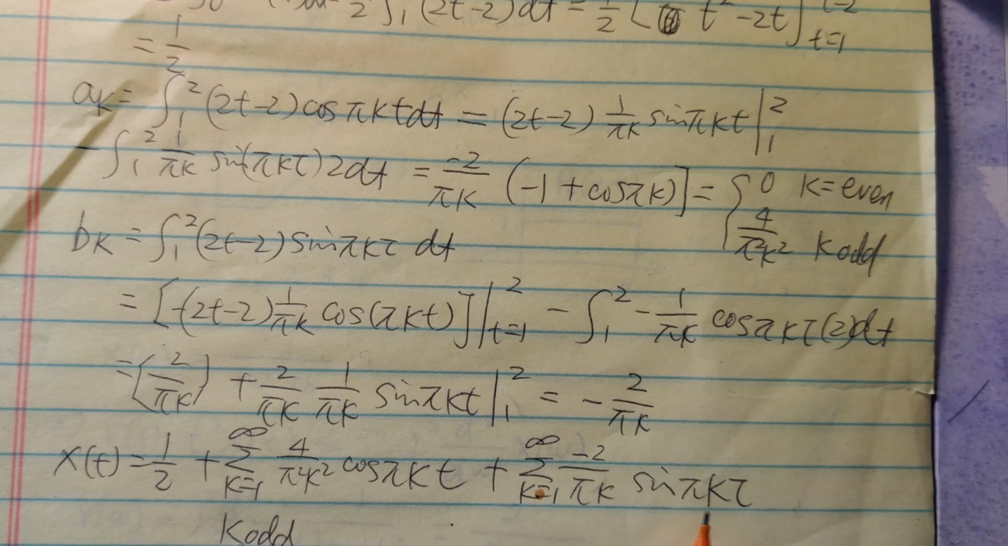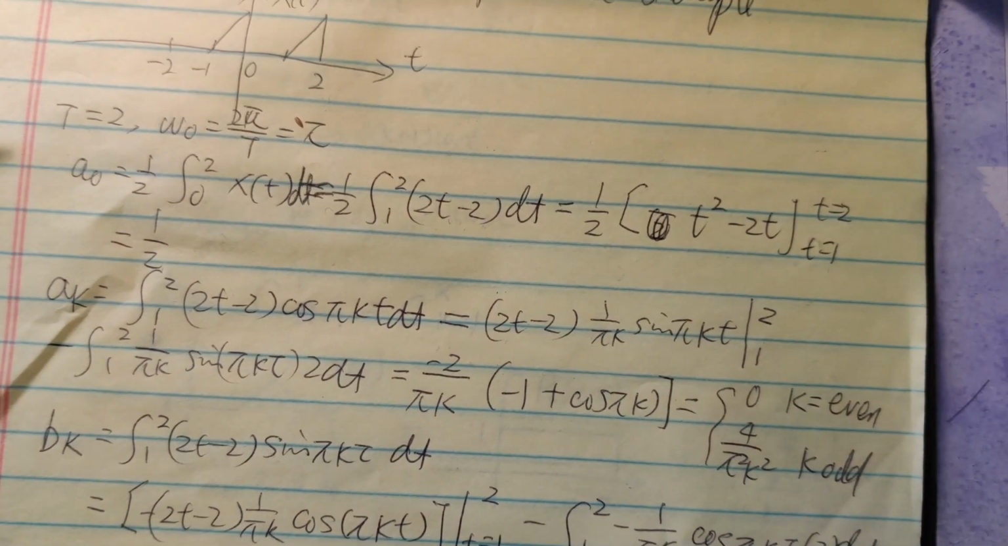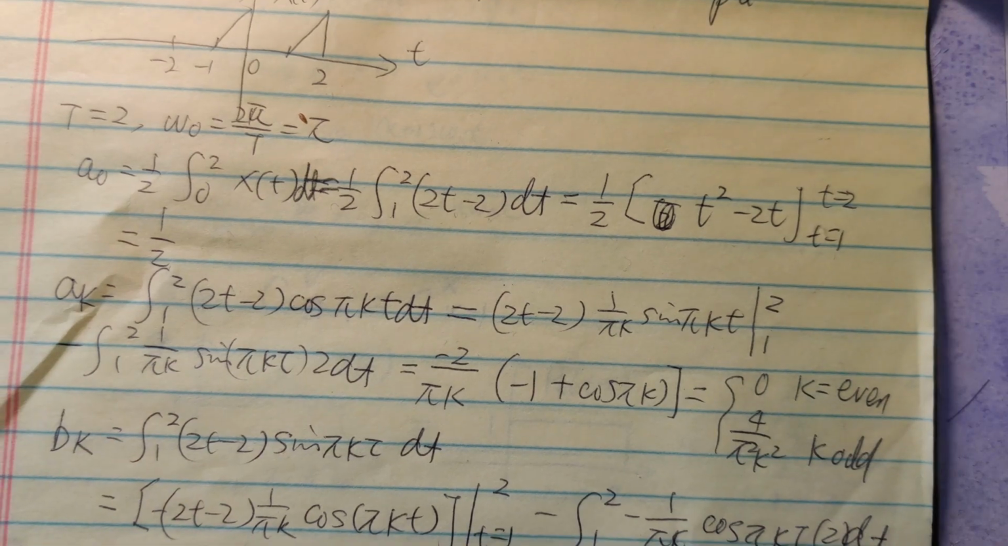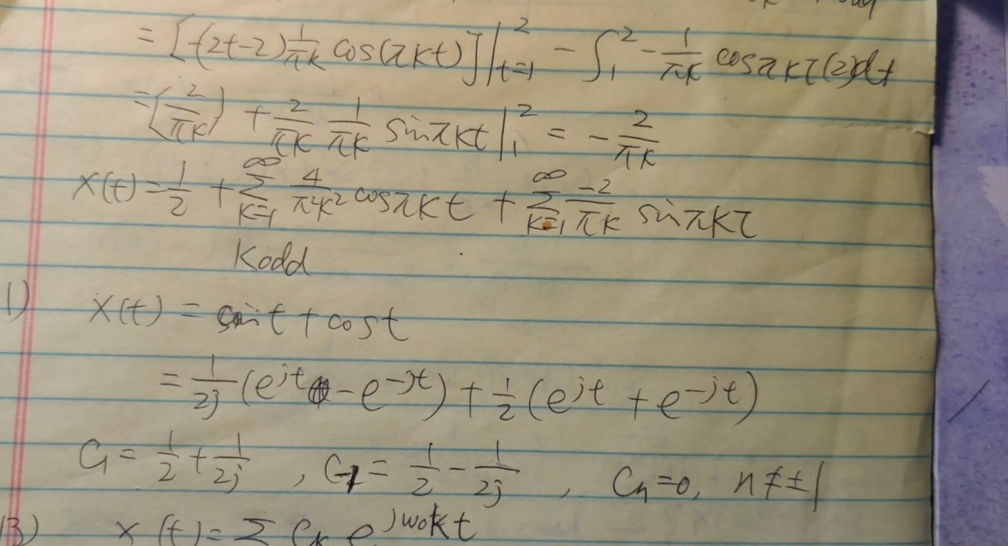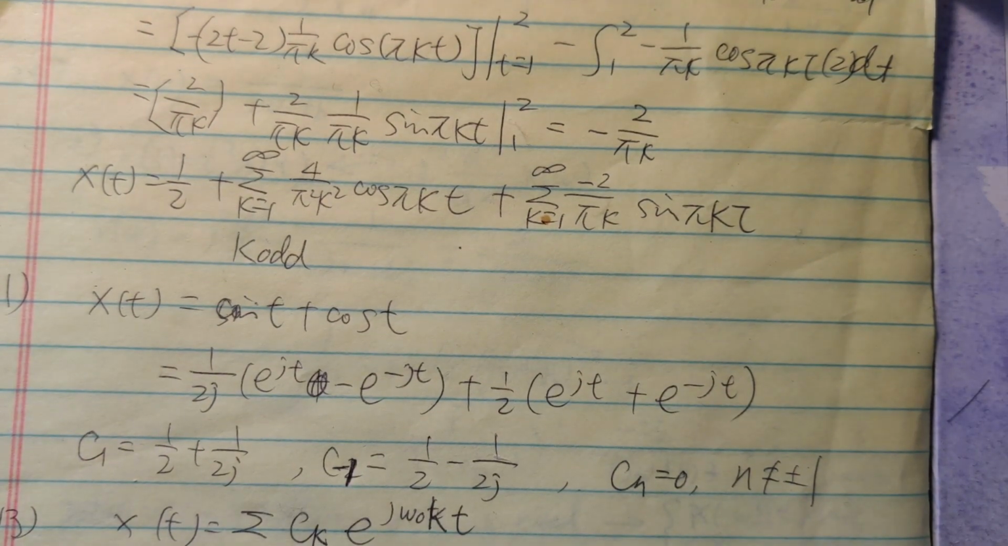So this is a hint for problem number 1 in your homework. For other problems in your homework, you can use a similar procedure. So step 1, find T and omega 0. Then use the equation, find a0, ak, then bk. You may want to use the integral table. It's available in Blackboard.